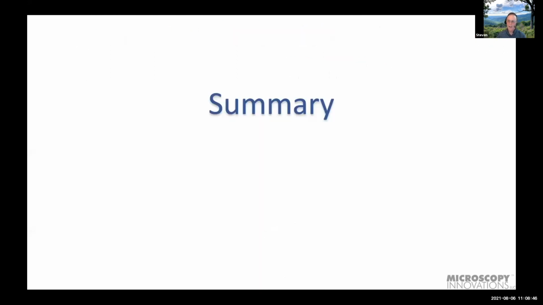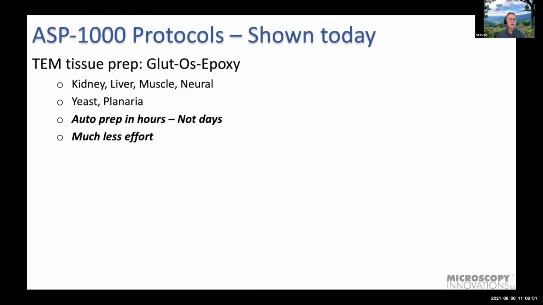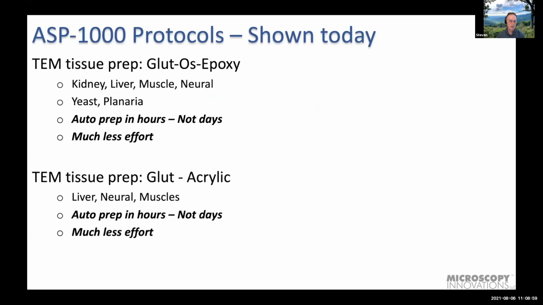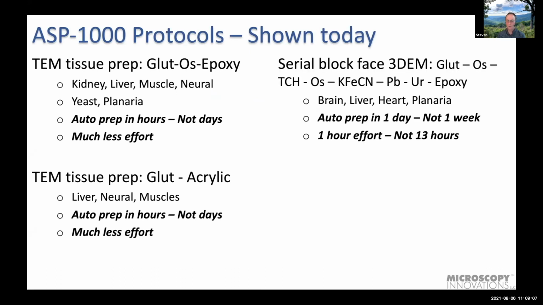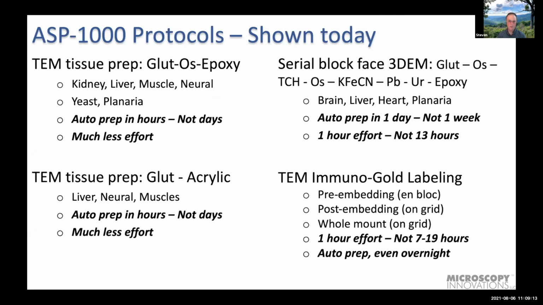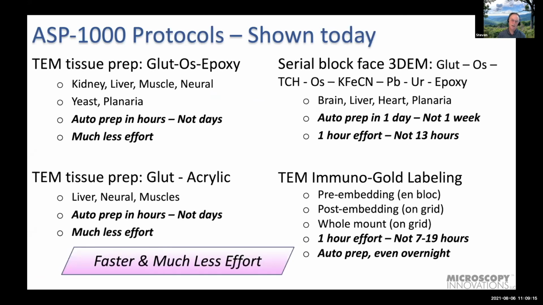So I want to summarize what I've shown today here. We have demonstrated TEM tissue prep using kind of standard glutaraldehyde osmium epoxy preparation. We've demonstrated glutaraldehyde acrylic preparation with an acrylic resin. And we've demonstrated serial block face 3D EM prep, as well as immunogold labeling. And with all of these, it was faster and much less effort. Not necessarily faster with the TEM, but much, much less effort.